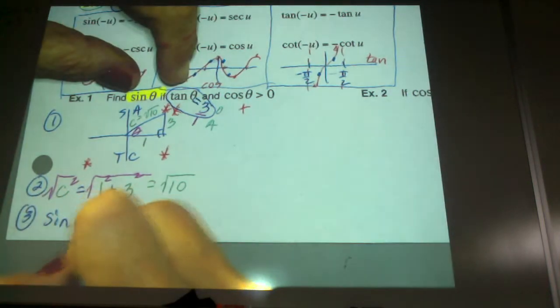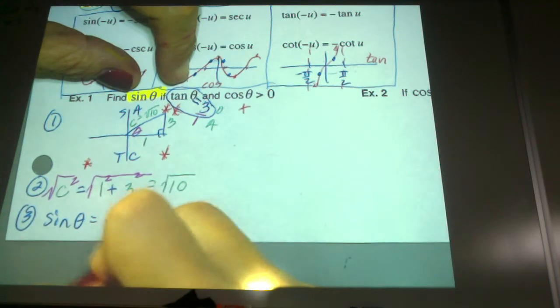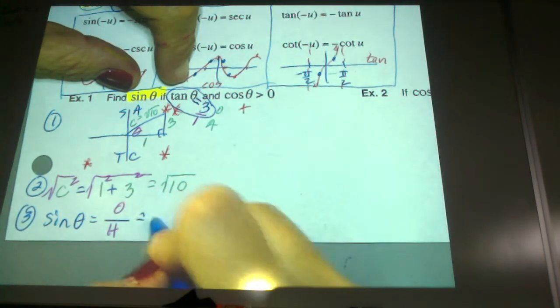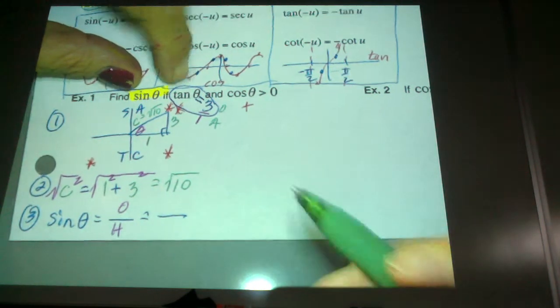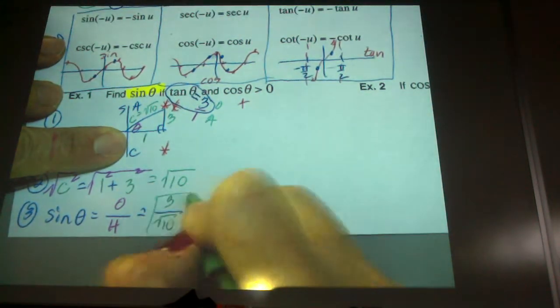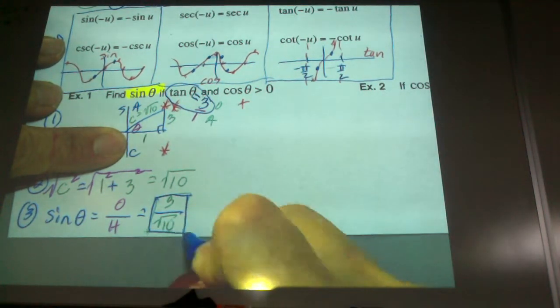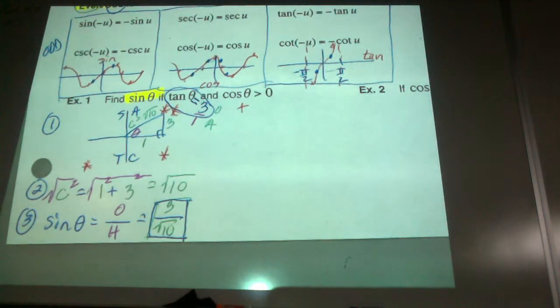Sine of theta is equal to opposite over hypotenuse. What's my side opposite? And then my hypotenuse is root 10. So you can leave that answer unrationalized. So 3 over root 10. So that's really not that much different than what we've done before.